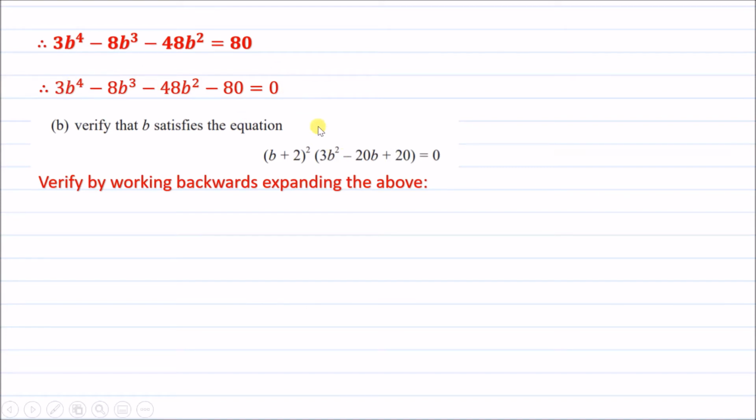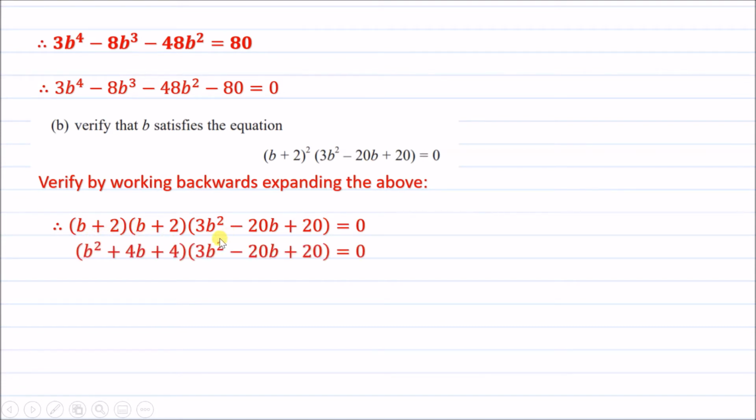You could technically do long division twice. You'll get that. That's actually a legit method. But let's do it this way. So let's go ahead and expand this bracket. Let's just pull it out for a second. Now, we've got (b plus 2) squared, meaning we've got 2 brackets. So I'm going to expand these first 2 brackets first, because they're easy to do. If you do that, you get b squared plus 4b plus 4.